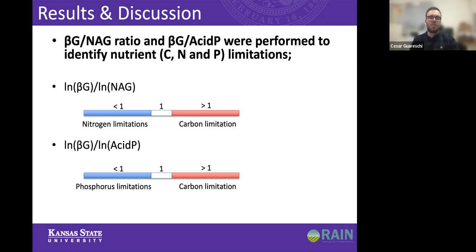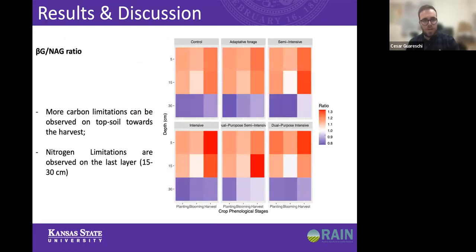So values smaller than 1 for the ratio beta G to NAG would represent nitrogen limitations, and values greater than 1 would represent carbon limitations. It's the same thing for acid P. So values smaller than 1 would represent phosphorus limitations.